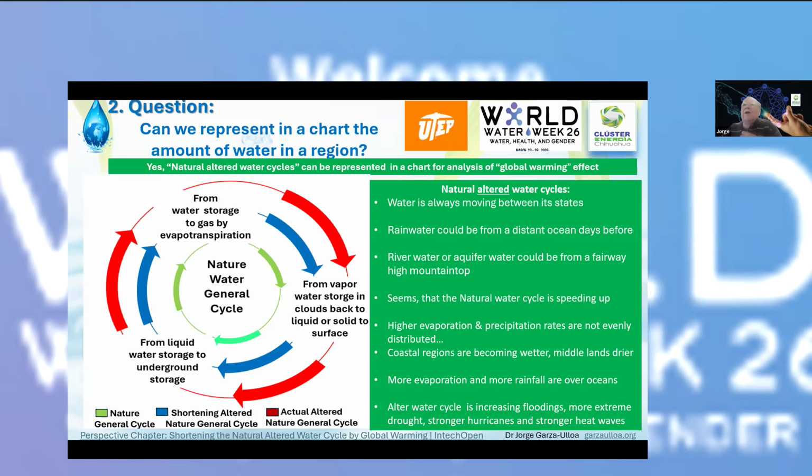That means the altered water cycle is increasing flooding. You see, sometimes the water is coming too fast, and the people are crazy. Hey, just put us away. Oh no, yes, we need to shrink the natural water cycle. We need to find a way to close the natural water cycle into small areas. That's why we have extreme hurricanes and stronger heat waves.